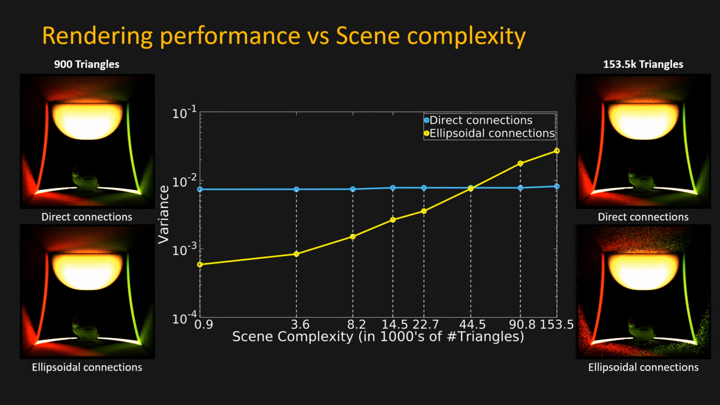Here we characterize the rendering performance as a function of scene complexity. We tessellate the bunny in the scene to artificially increase the number of triangles without changing the geometry. These results are for 12.5 picosecond gate width, and we observe that the ellipsoidal connections have less variance than direct connections for up to 44,000 triangles.